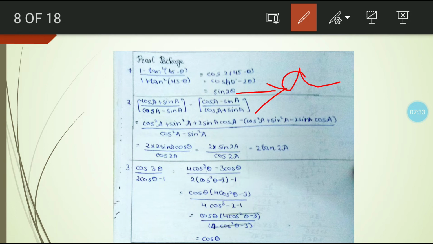In the same previous question we did, right? Like that only we should do this question. The option is C. Third question, cos 3 theta by 2 cos theta minus 1. Now same simplification, few questions in challenges we did, right? This is also like that. So it's option A.